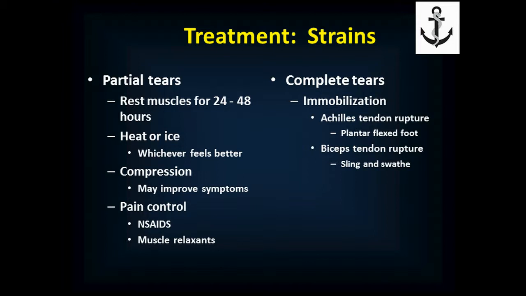So push the toes down a little bit, put your splint on, make sure it's keeping the foot in plantar flexion, and then wrap it and secure it that way, and then they're non-weight bearing until they're seen at follow-up. For a biceps tendon rupture, sling and swath, and they're going to need to have surgery to have that reattached.